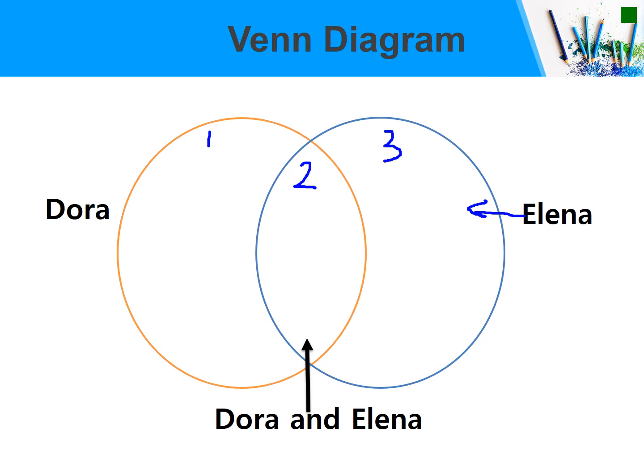Then what will you write in the second part? In the second part, this area belongs to Dora as well as Elena. So you write information about Dora and Elena which are same, similar details. Different details that are for Dora are written on the first part, and the different details of Elena are written in the third part. The similarities or the same details are written in the second part.